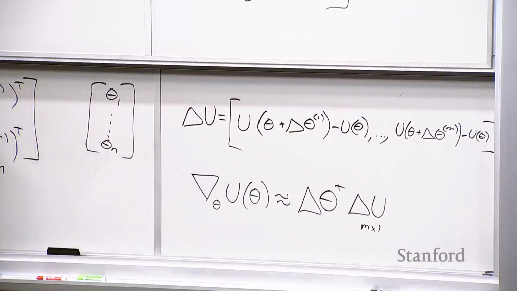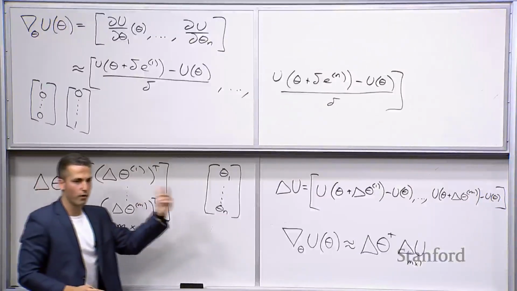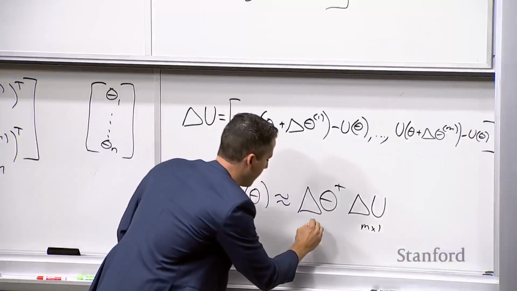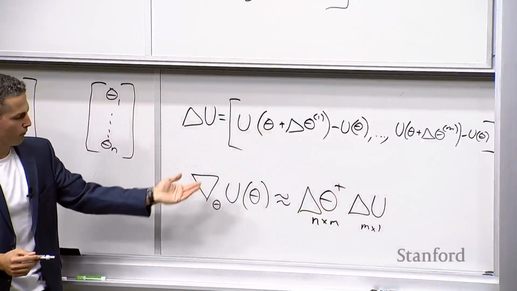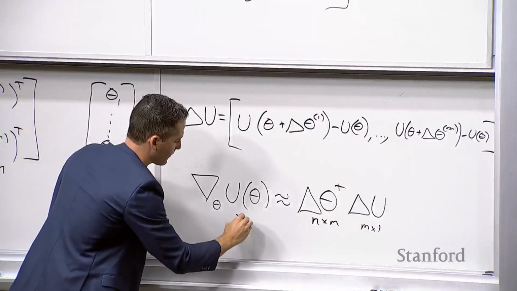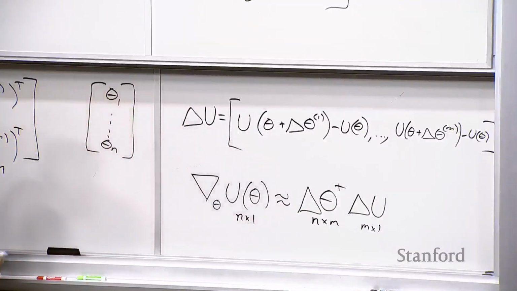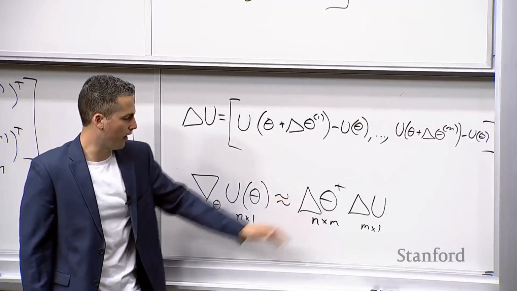Delta theta was m by n, but we took the pseudo inverse of it, so that gives us n by m now. And so when we multiply those two together, we're left with n by 1, and we know that's what our gradient should be. Okay, so what is this pseudo inverse of delta theta?